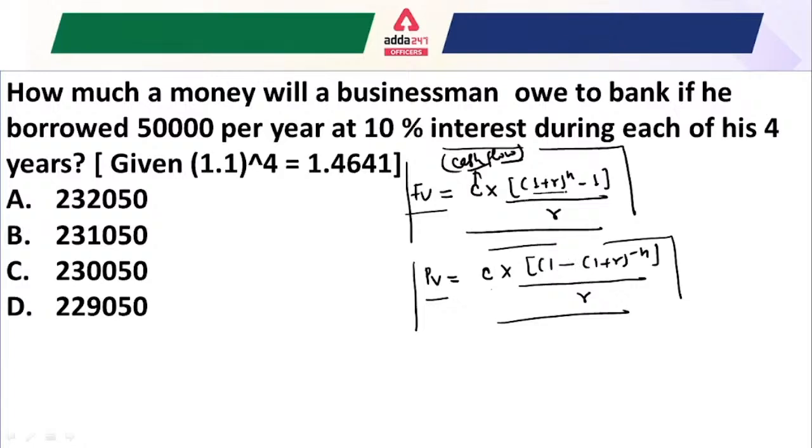Like 1 plus r to the power n is positive here, so in the present value we write it as negative, with the term to the power minus n. Okay, this is a very important thing to understand.